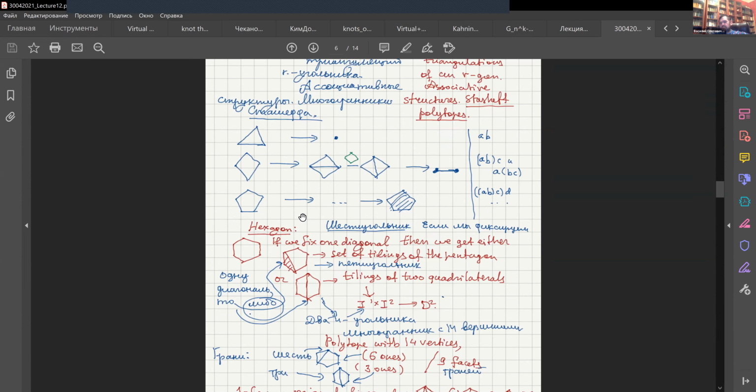But we are interested not only in this number 14, but also in the structure, which will be a three-dimensional polytope. In the general case, the dimension will be n minus 3, where n is the number of vertices. For example, for 3 vertices, we have a 0-dimensional point. For 4 vertices, we have a one-dimensional simplex, and here we have a 2-dimensional pentagon.